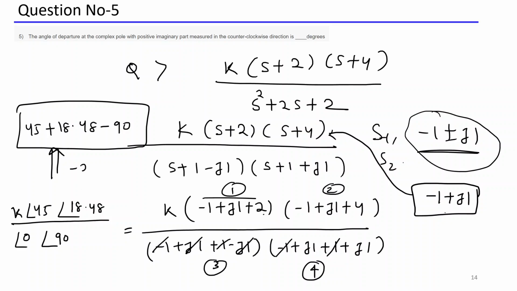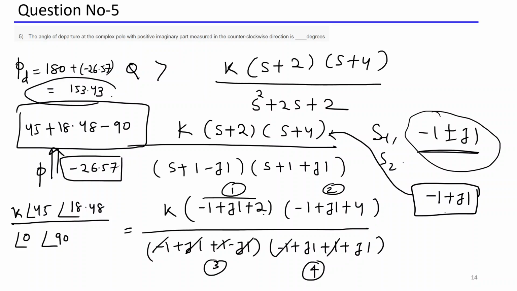Minus 26 point something, right, sir? Yes, sir. So this is your angle phi, and the angle of departure is nothing but 180 plus this angle. So 180 plus minus 26.57. So whatever the angle, that will be 153.43. This is your angle of departure.